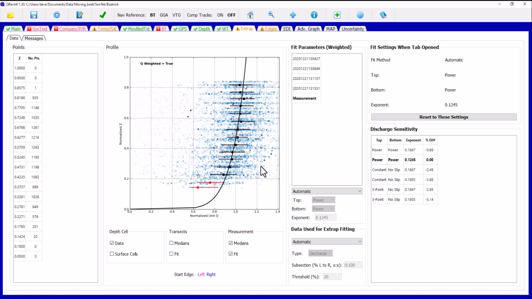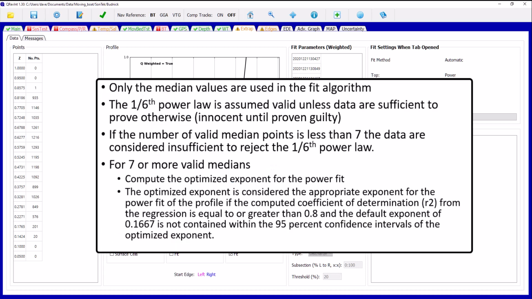I will briefly discuss the steps used to automatically determine the extrapolation fit so that you, as the user, have some idea why the fit was selected. However, remember that you are the final authority and have the ability to manually change the fit. Only the median values are used in the fit algorithm.